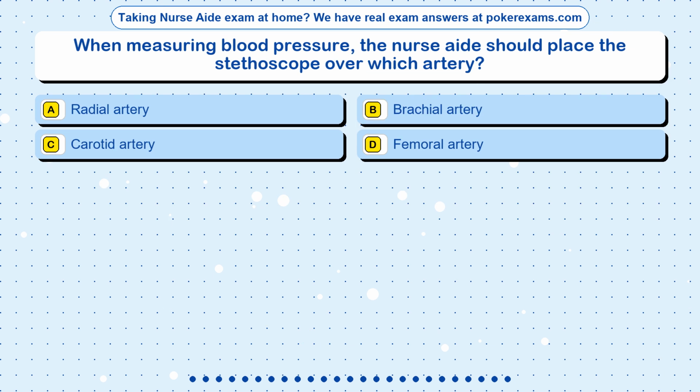Question 13. When measuring blood pressure, the nurse aide should place the stethoscope over which artery? Option A. Radial artery. Option B. Brachial artery. Option C. Carotid artery. Option D. Femoral artery.